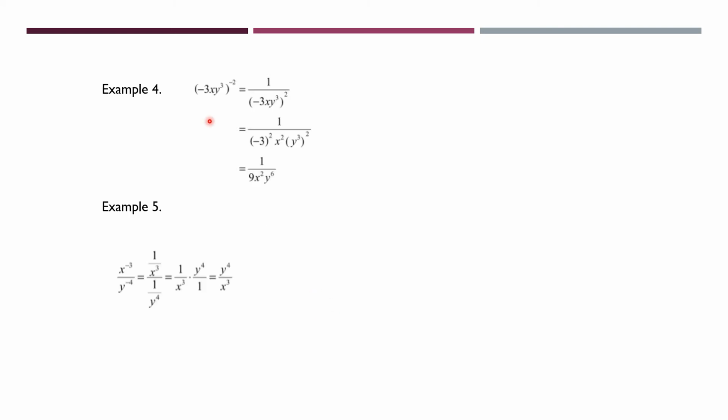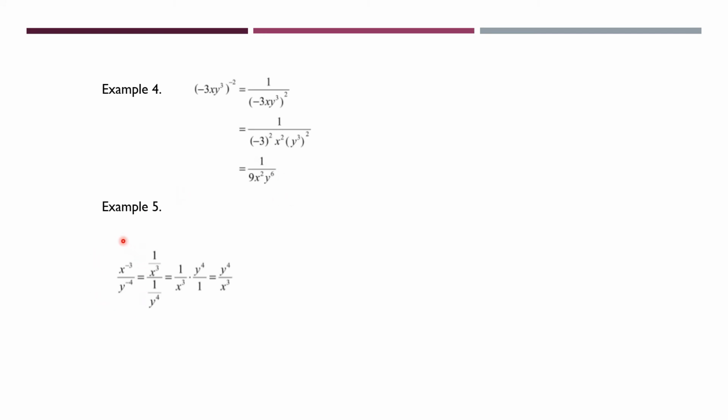Next example, (minus 3xy cube) whole raised to minus 2. We can write the term as 1 by (minus 3xy cube) whole raised to 2. Then it will be equal to 1 by (minus 3) whole square into x whole square into (y raised to 3) whole square. Then the answer will be 1 by 9x square y raised to 6.